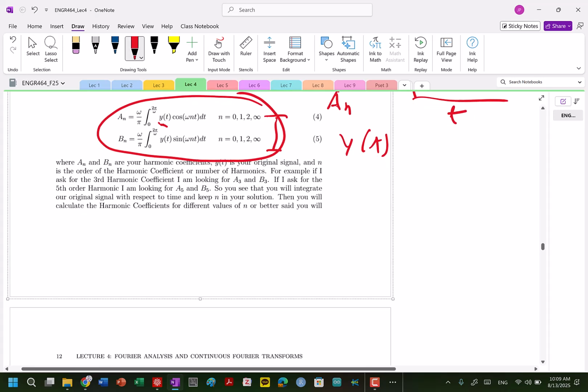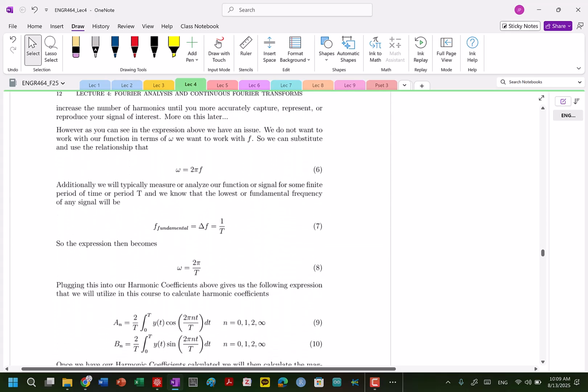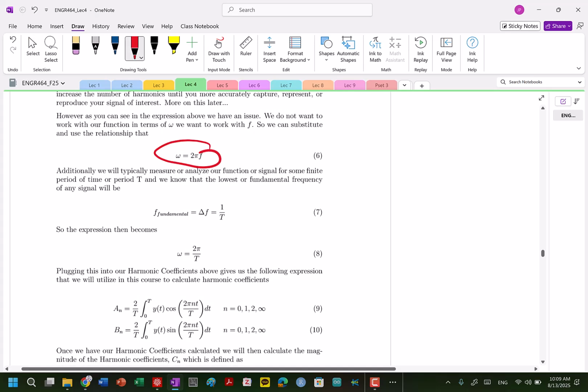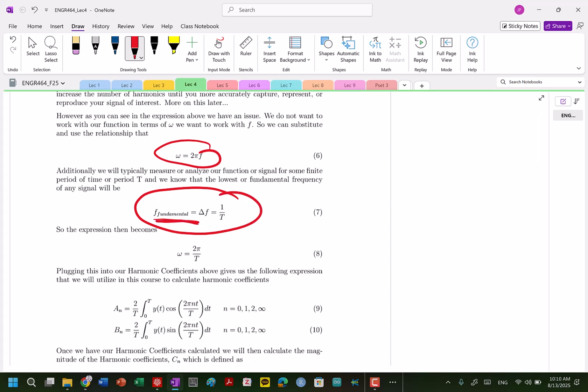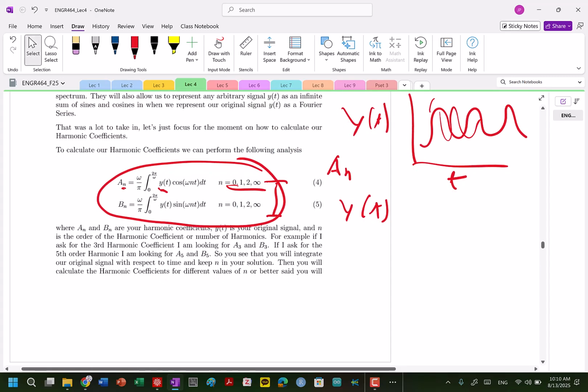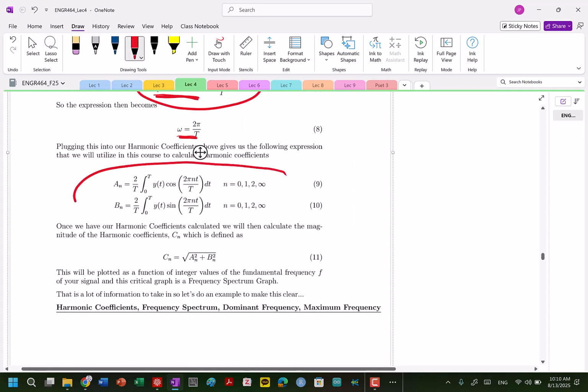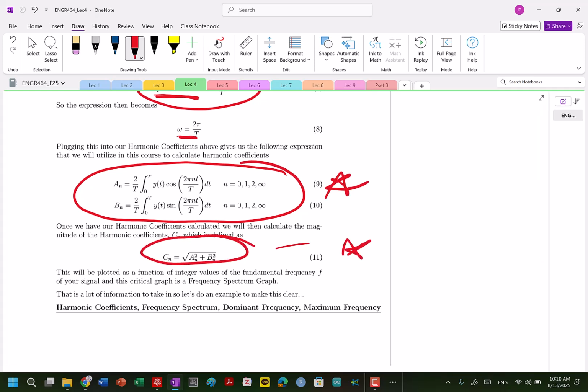So n is the index of your harmonic coefficients, so 1, 2, 3, 4, 5, all the way to infinity. And you can start to calculate those things. Remember, you have omega equals 2 pi f. Your fundamental frequency, and this is very important, there are a couple of definitions here, is 1 over T, which is your period. And you can see how you can relate omega and delta f. We can rewrite this general equation, but because we typically live in a cyclical frequency world, this is the one we're typically going to work with. So this is a very important equation. And then we're going to calculate our harmonic coefficients as so. This is really the key concept, the key idea.